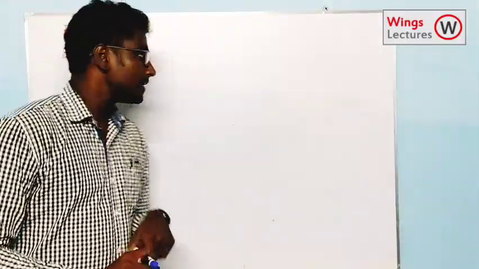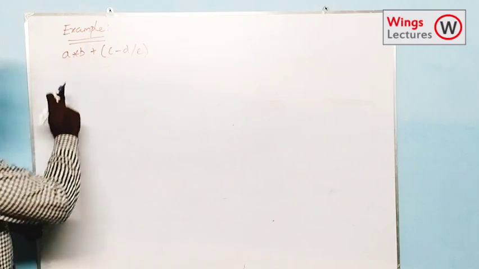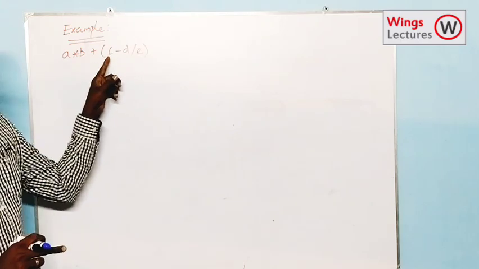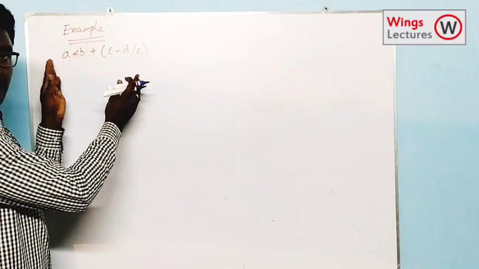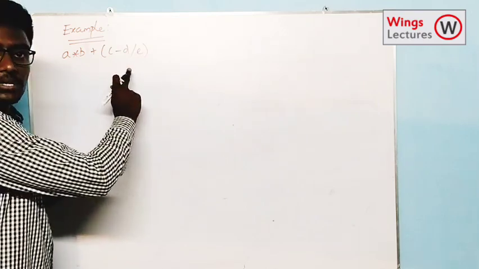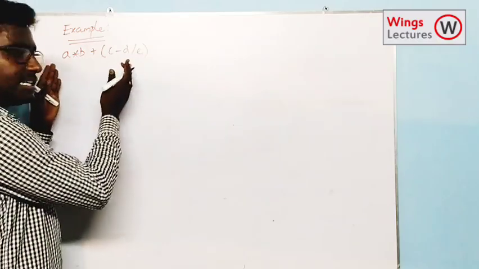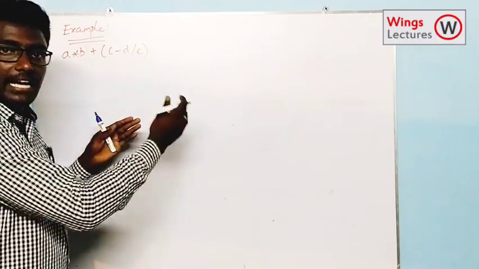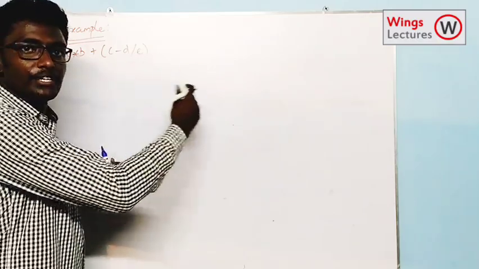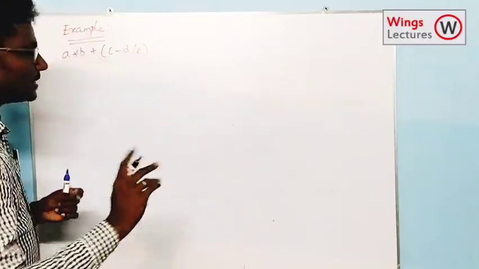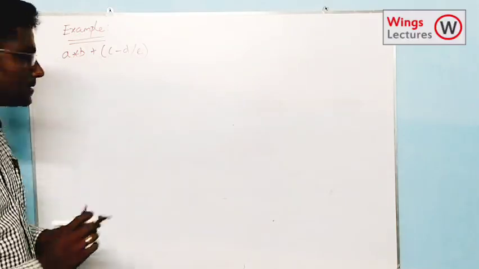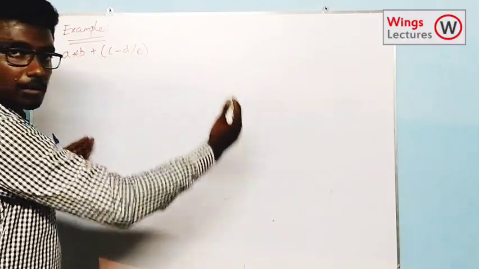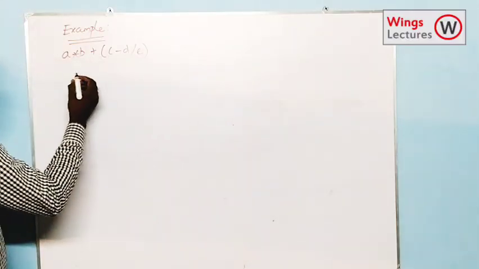Here we have the example: A star B plus C minus D slash E. It's an infix expression. Now I am going to convert this infix expression into postfix using the stack principle. So first step, after reading the expression, you have to split your page into different columns.